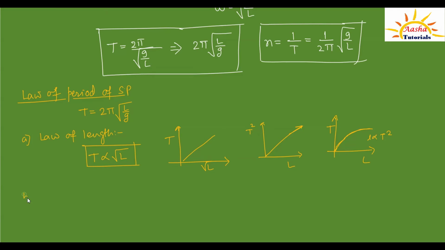Then let's see the second law, the law related to gravitational acceleration. Here, if the length of the pendulum remains constant, then we can say T is inversely proportional to the root of g.